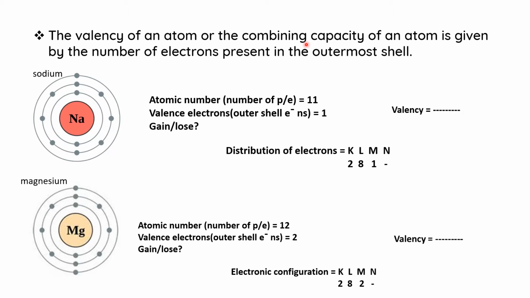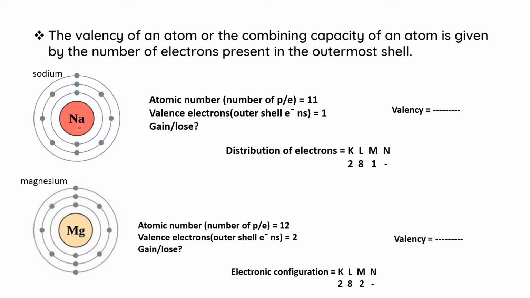So valency means combining capacity, and how can we see the valency? By looking at the number of valence electrons. Valence electrons means the number of electrons present in the outermost shell. Got it? Now we will see some examples, so it will be clear to you. First we will take the sodium atom.